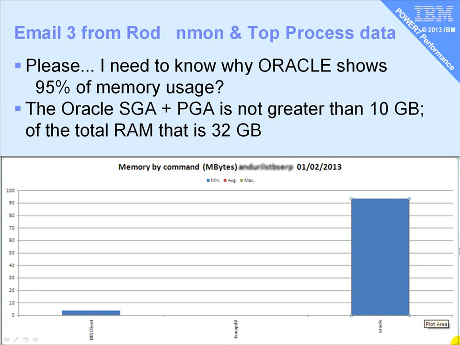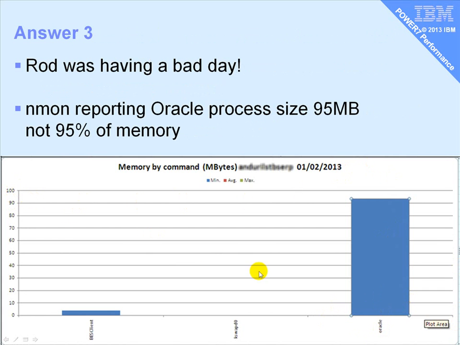Here we go, an email from Rod now, looking at nmon on the top processor data, and it was an urgent plea. Please, I need to know, why is Oracle showing 95% of memory use? I don't understand. He was saying that the Oracle SGA and PGA is not greater than 10 gigabytes, and the total RAM is 32 gigabytes. Look over here, we have the Oracle process, and it's using 95 out of 100. Oh no, how can it possibly do that? Well, Rod's having a bad day.